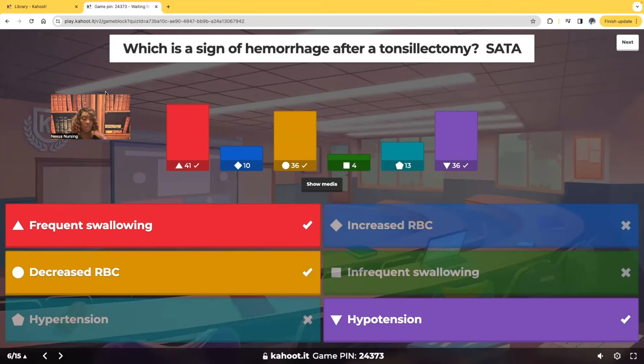Like we saw the decreased RBCs, blood pressure going down, patient swallowing frequently. Also, if you see the hemoglobin drop, if you see urine output decrease, if you see heart rate increase, if you see these signs and symptoms together, you better be suspecting hemorrhage. Not increased RBCs. If that patient's bleeding, we're going to see the RBCs go the opposite way. They're going to go down. And not hypertension. If the patient's losing blood, their blood pressure is going to go down. It's not going to go up.